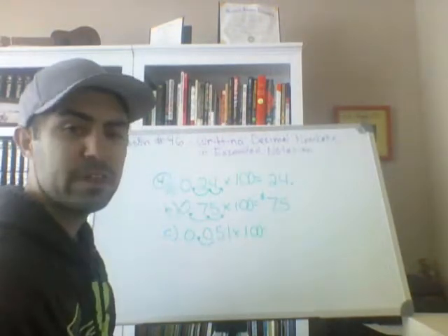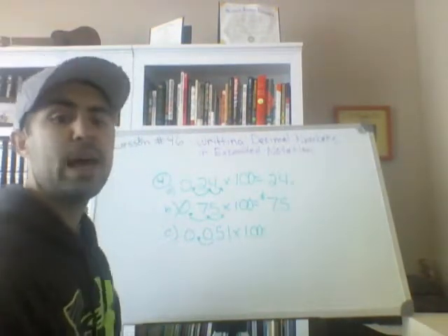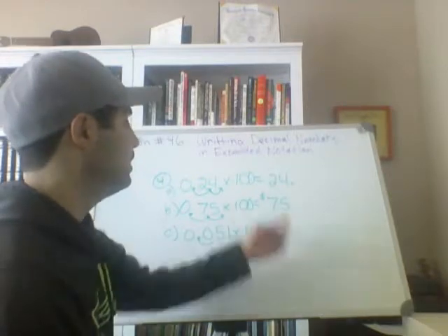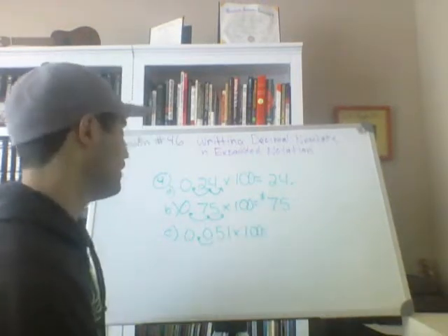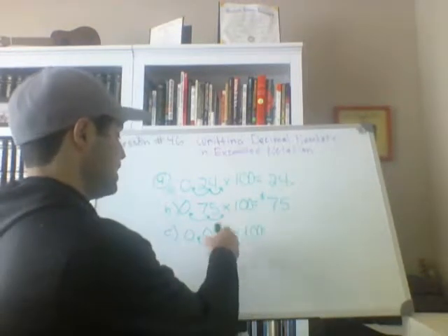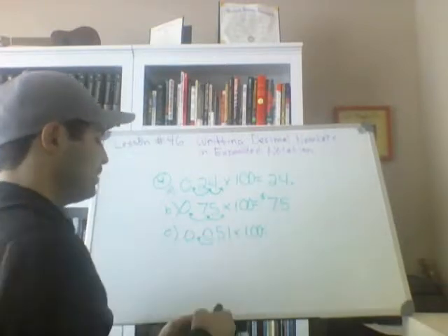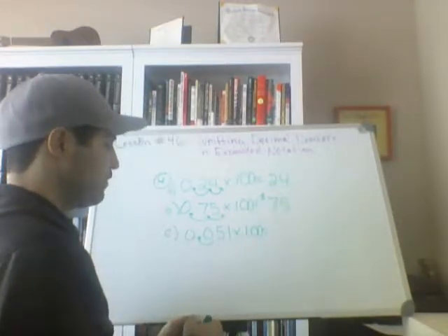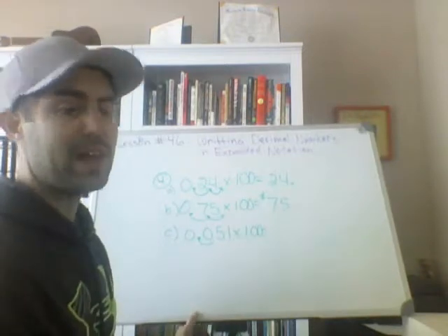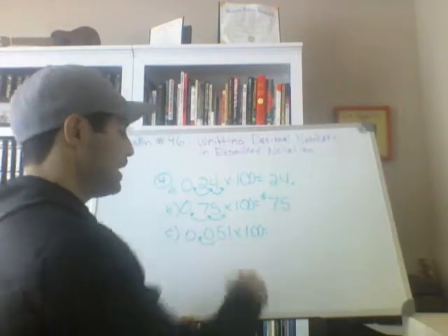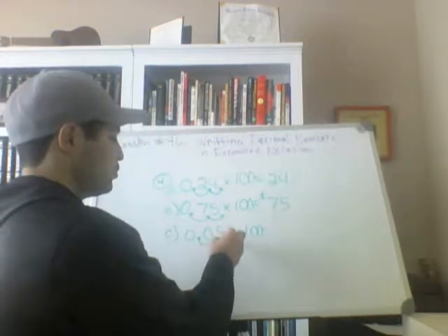So if you had 75 cents, if 100 people had 75 cents, how much money would those 100 people have? All together, they would have $75. All right, same thing with this. If you have 0.051 or 51 thousandths, and you multiply that by 100, you move the decimal 2 places to the right.